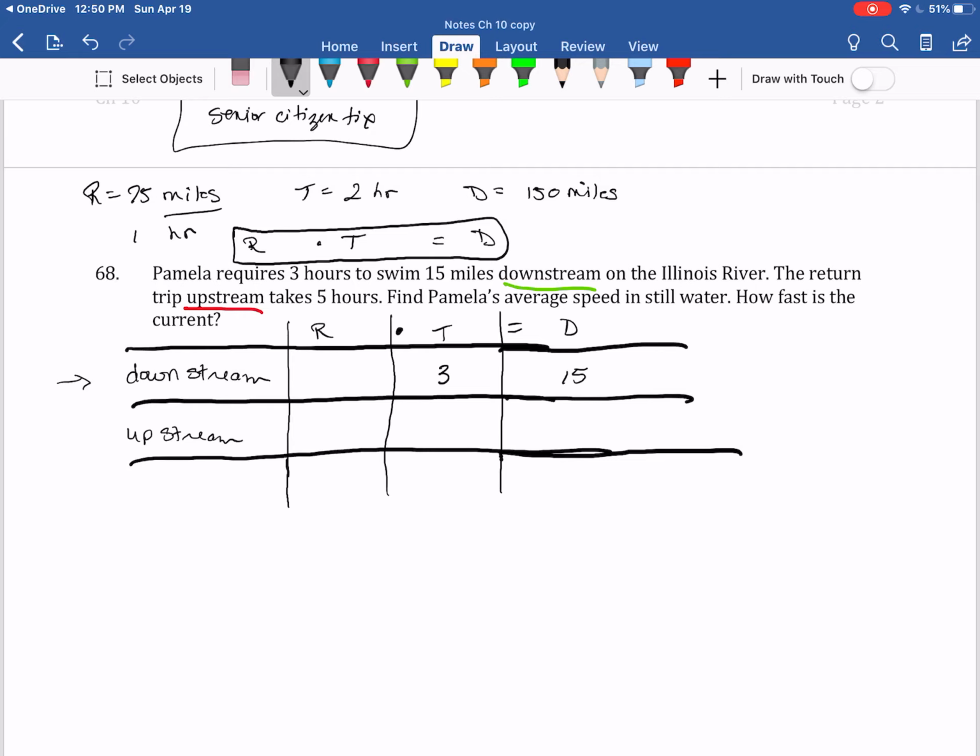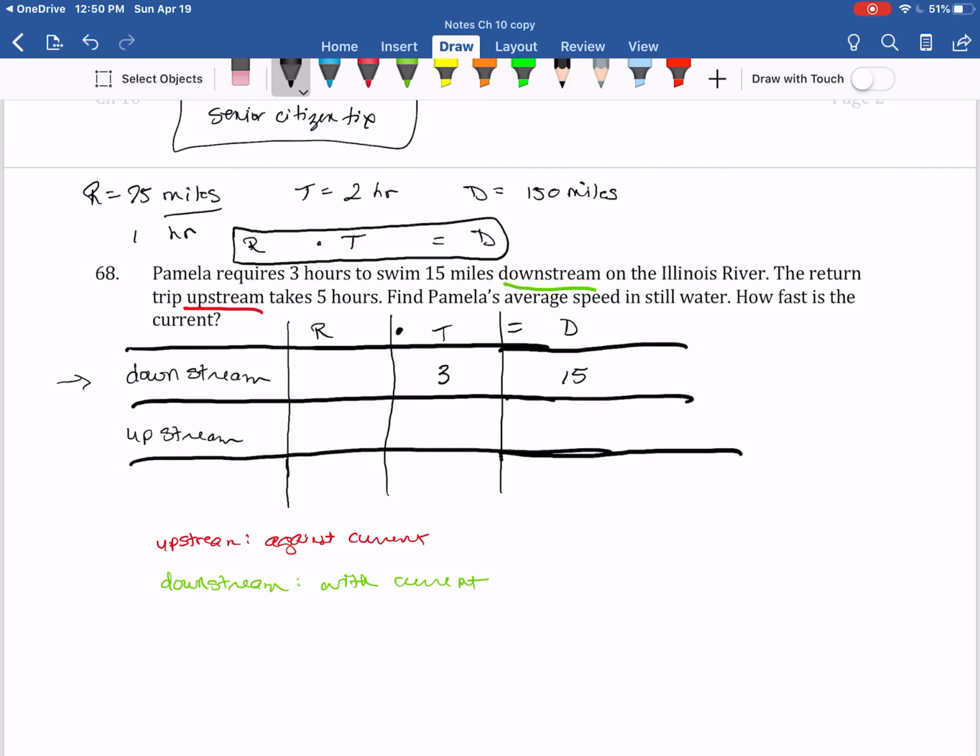Now let's move to upstream. She's going to turn around. She's going to go back upstream. Now upstream means she's swimming against the current, right? Upstream, against the current. Let's write that out. Upstream against the current. Downstream with the current. Okay, so we've got that understood.